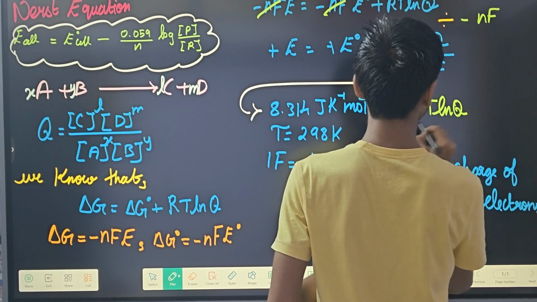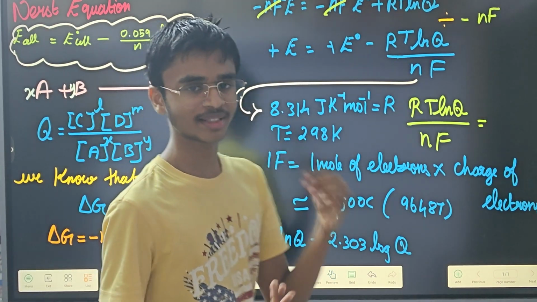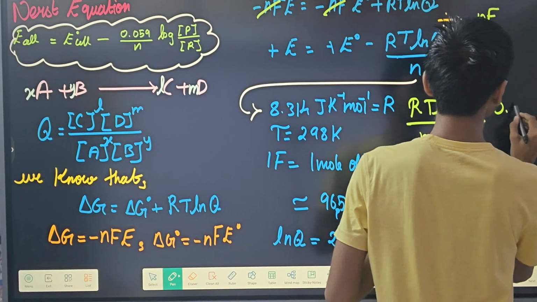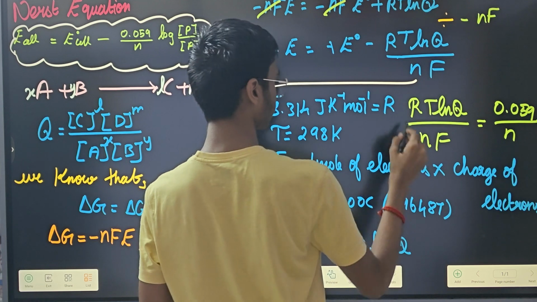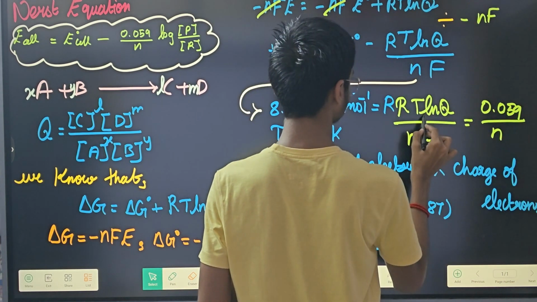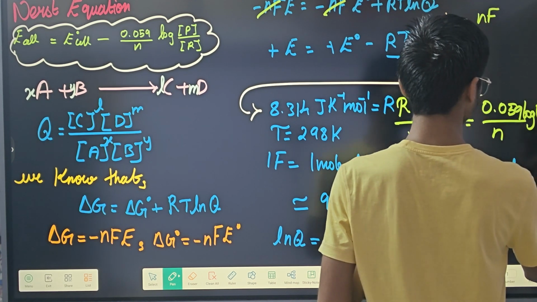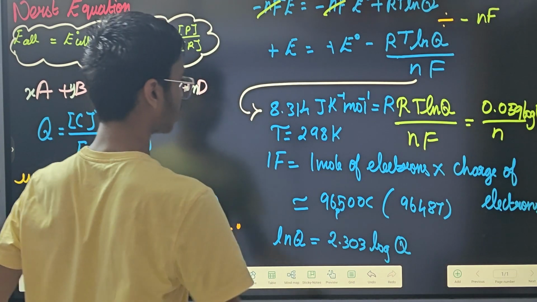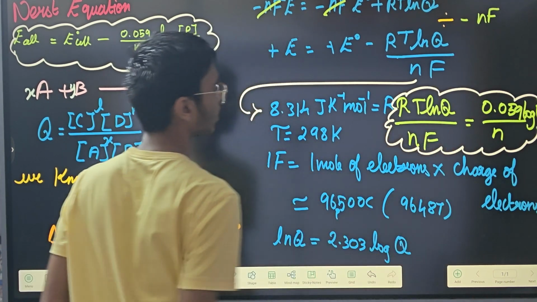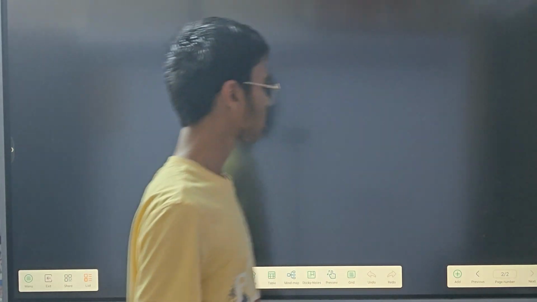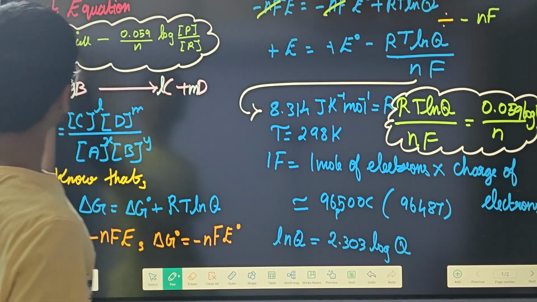RT, L and Q whole divided by NF is equal to, I'm not going to simplify all these values, I'm not that good at simplifying. Then you will be getting 0.059 whole divided by N into log Q. So this is the value that we will be getting. Super, done. At last this is the value you are going to get in this place.